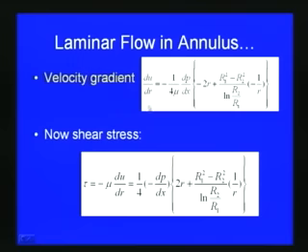The velocity gradient here, du by dr, is equal to minus 1 by 4 mu dp by dx into minus 2r plus r1 square minus r2 square divided by natural log r2 by r1 into minus 1 by r. Then shear stress is obtained, as I mentioned, using Newton's law of viscosity, tau is equal to minus mu du by dr, that gives 1 by 4 mu dp by dx into 2r plus r1 square minus r2 square divided by natural log r2 by r1 into 1 by r. So, this gives the shear stress.